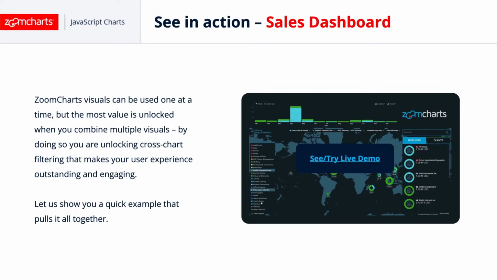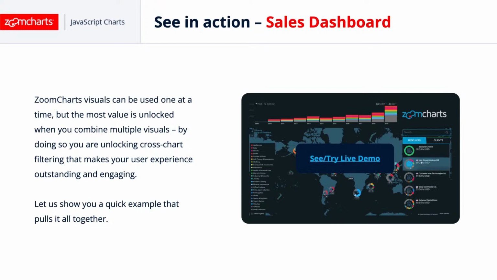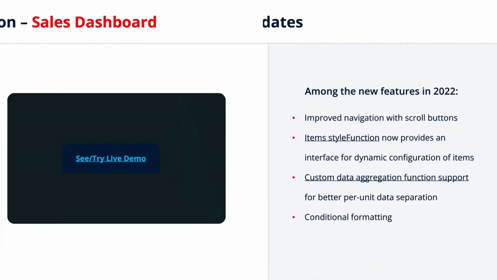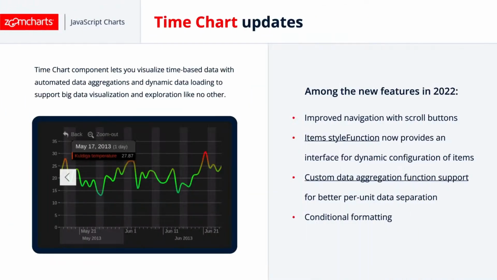Now, of course, I could certainly say more about all this, but at this point, I think you get the idea. I think you at least have the gist of what ZoomCharts is all about, which means we can move on to part 2, the updates. What's changed? What has happened in ZoomCharts in 2022? And how have we built upon this general idea of what ZoomCharts is?